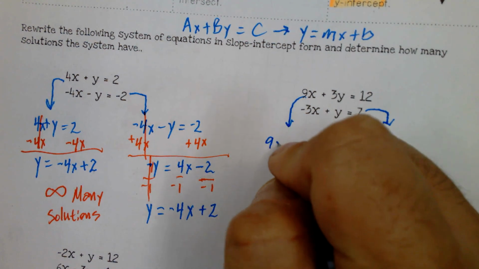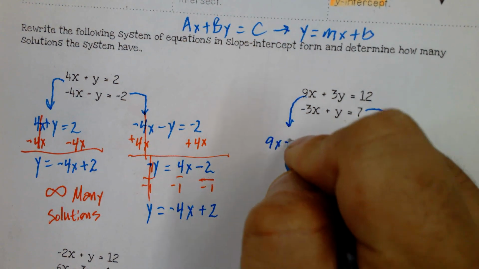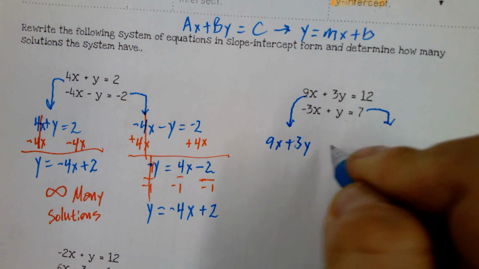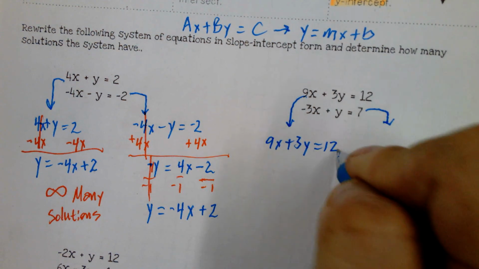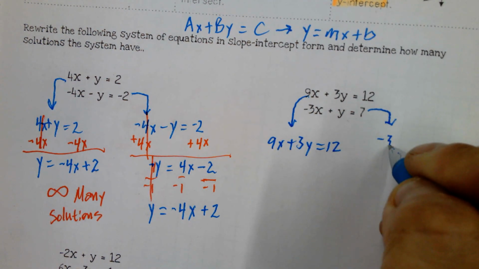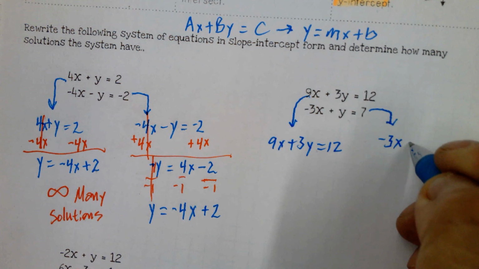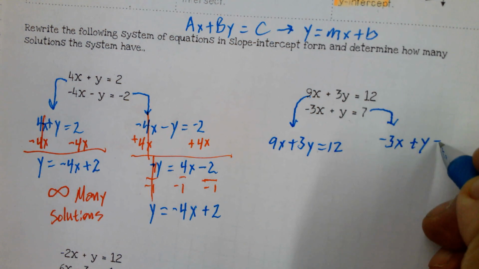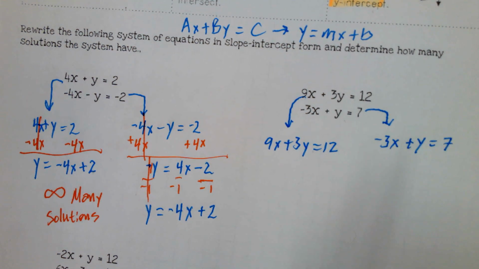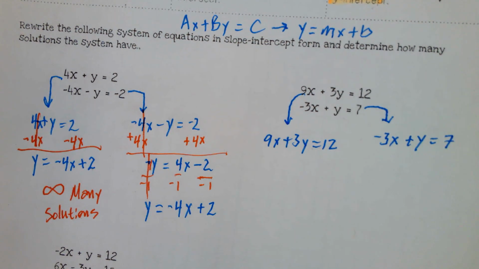Let's start with that. 9x plus 3y equals 12. Negative 3x plus y equals 7. Okay, write that down. Now, we got to remove everything that's on the left side except for y.